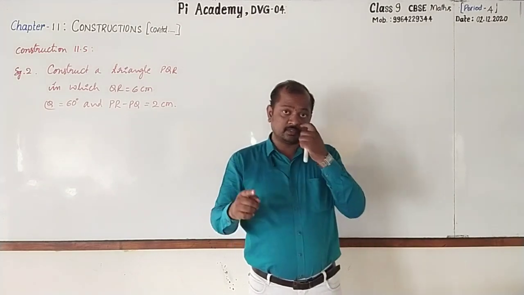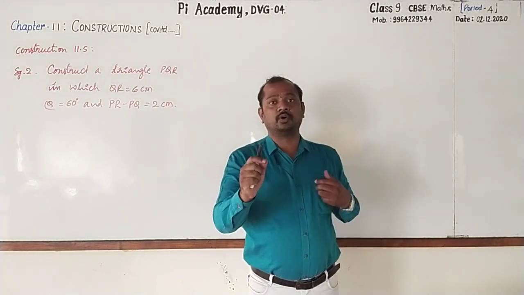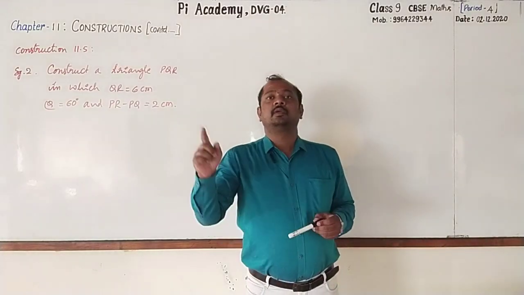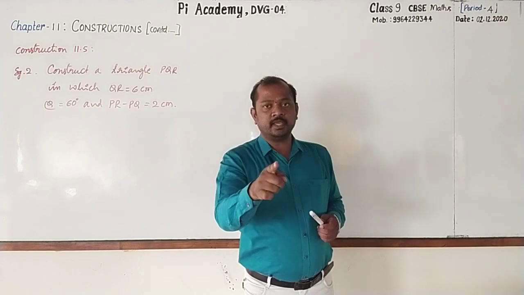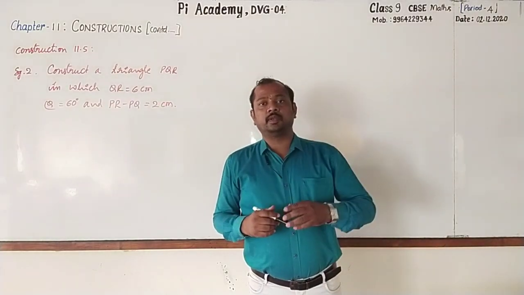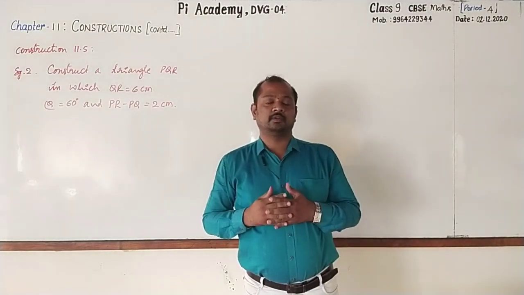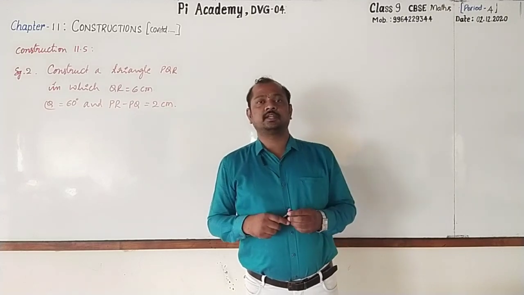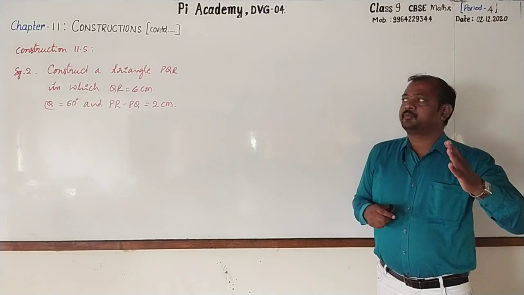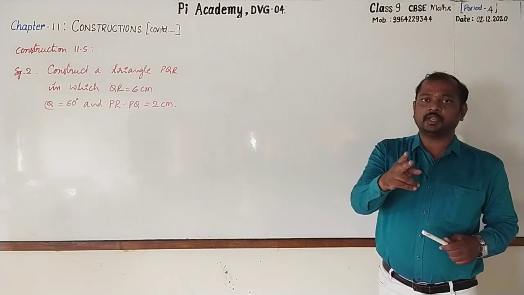Yes, first one is the base of a triangle and one base angle, and also the sum of two sides will be given. And second one, base angle, base, then difference of the two sides will be given. And third one is the base angles will be given, and also the perimeter, nothing but the sum of all the three sides of the triangle will be given. So among these we finished the first one and we were focusing on the second one, right?